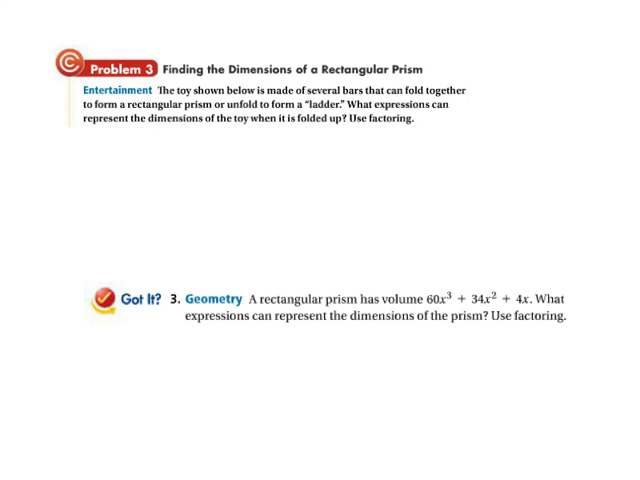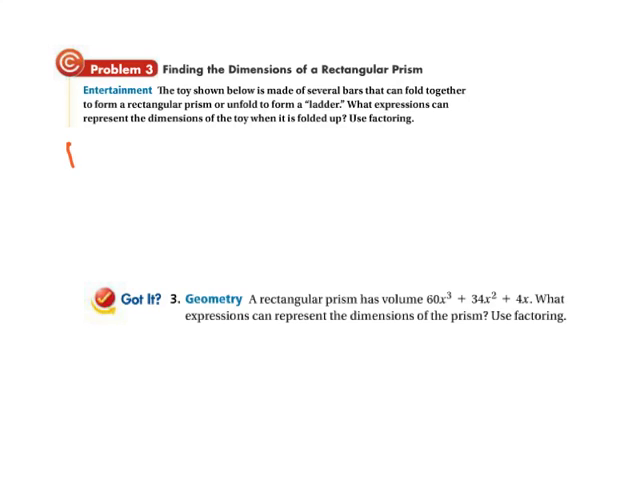For problem 3, we're shown a picture of a toy, and it's made of several bars that fold together to form a rectangular prism, or you can unfold it to form a ladder. And we want to decide what expression can represent the dimensions of the toy when it's folded up. Alright, so volume is length times width times height.